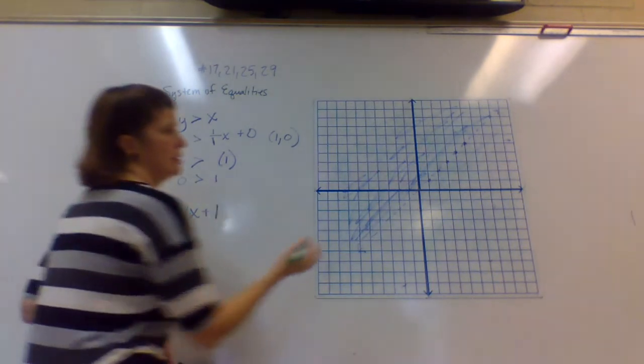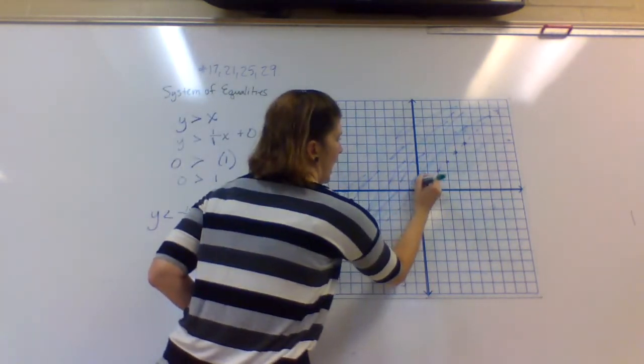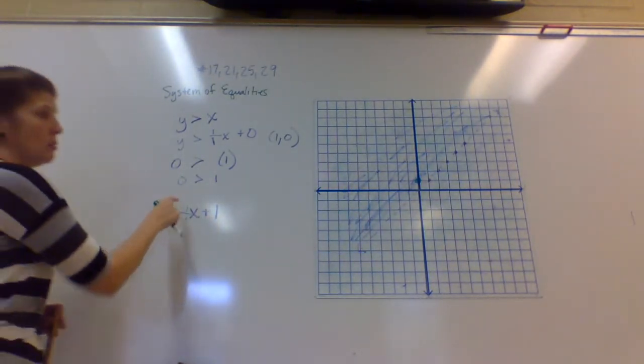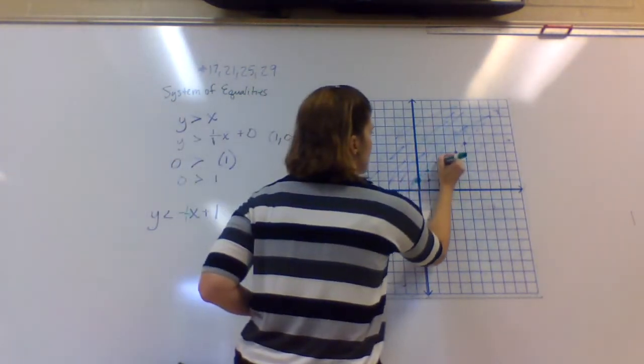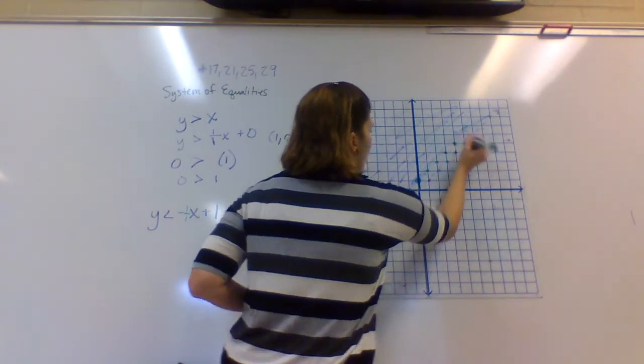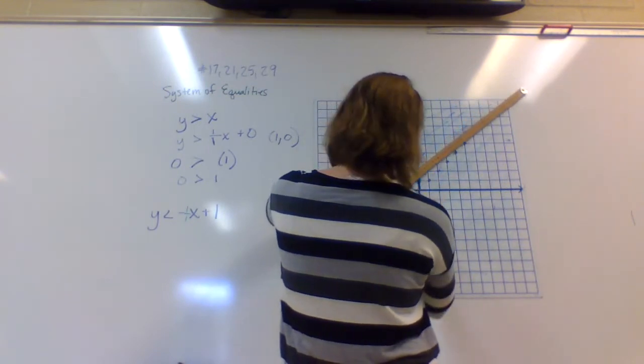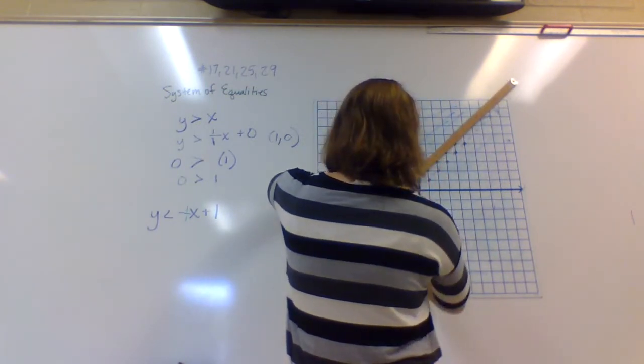So I start at 1, on the y-axis, because the number by itself is my y-intercept. And then I go up 1 over 1 as many times as I feel like it. They have the same slope. They're parallel. It's a dotted line again.